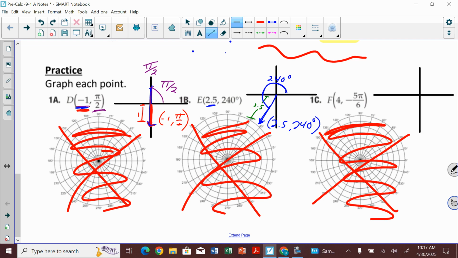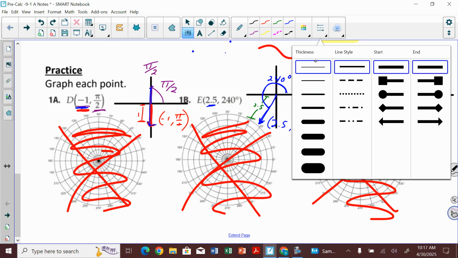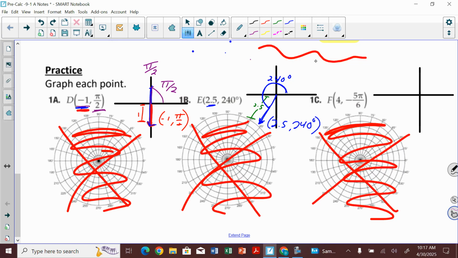This one is 4 and -5/6. So now we have a negative angle on this one. All we're going to do here is find that angle first. -5/6 pi is going to take us, since negative pi would be all the way over at 180, about to here. I'm just guesstimating. You can always turn that into radians if you'd like, but it doesn't have to be. And then we have a +4.